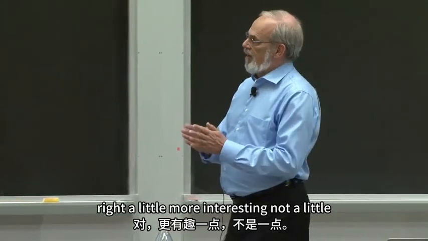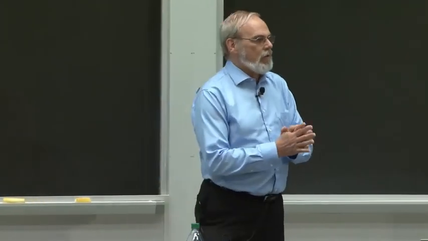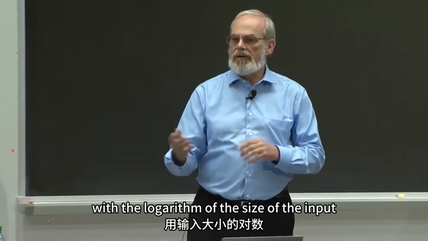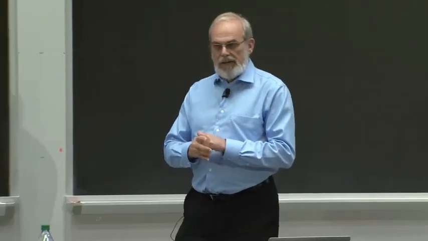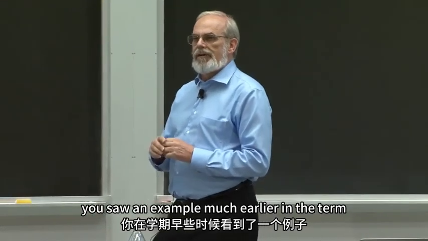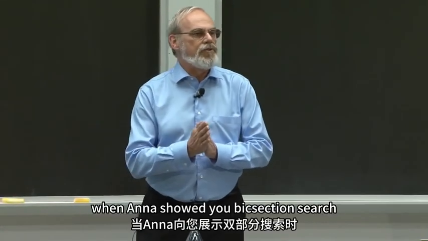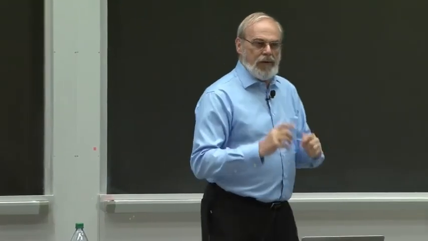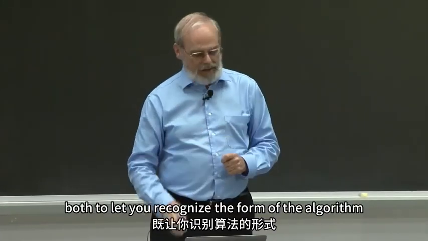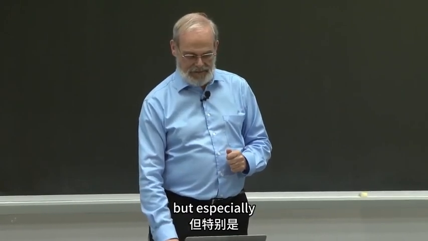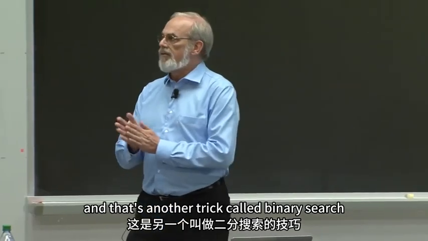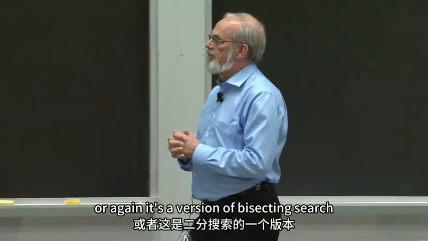Right, a little more interesting, not a little, a lot more interesting, are algorithms that are logarithmic in their complexity. It says they're going to grow with the logarithm of the size of the input. You saw an example much earlier in the term when Anna showed you bisection search. It was searching for a number with a particular property. I want to show you another example, both to let you recognize the form of the algorithm, but especially to show you how we can reason about the growth. And that's another trick called binary search, or again, it's a version of bisection search.